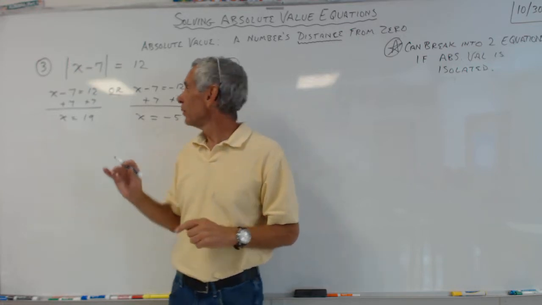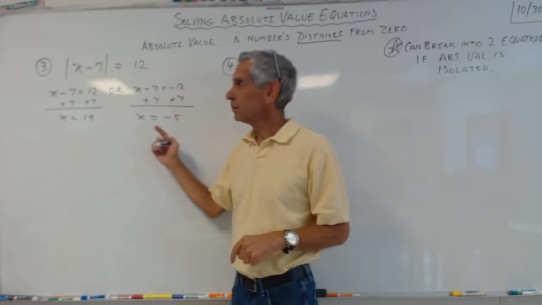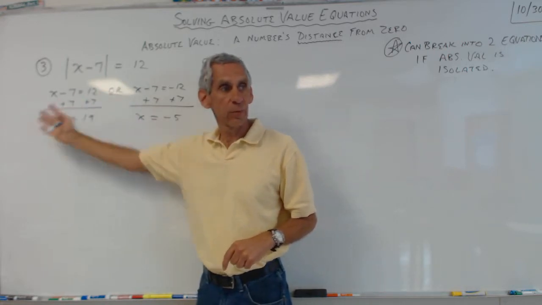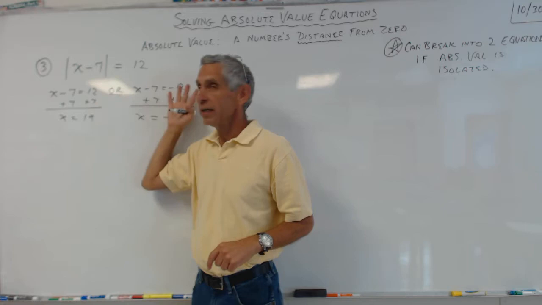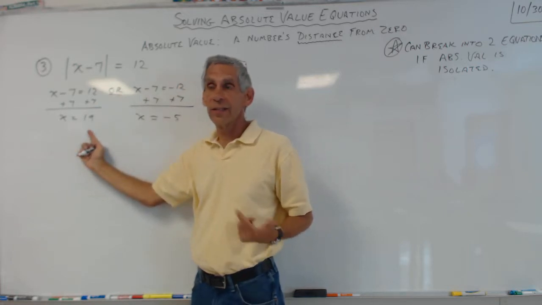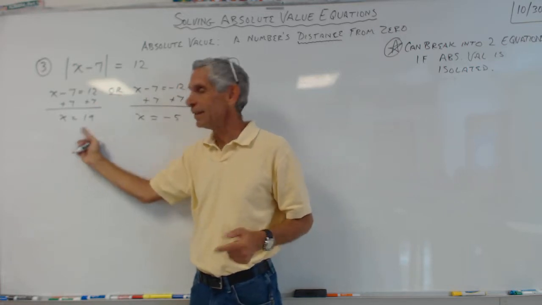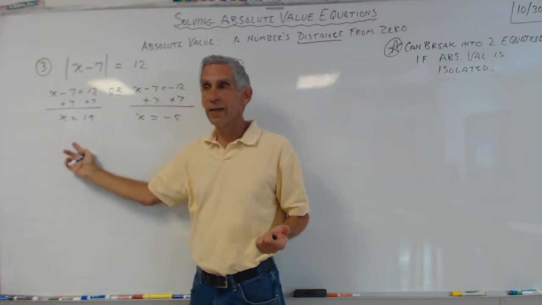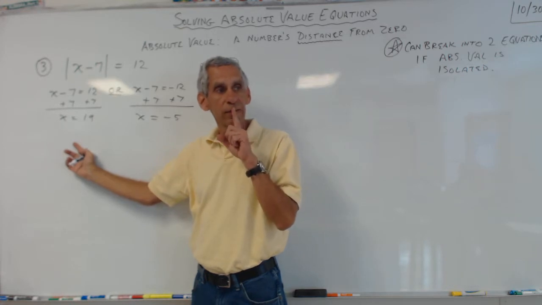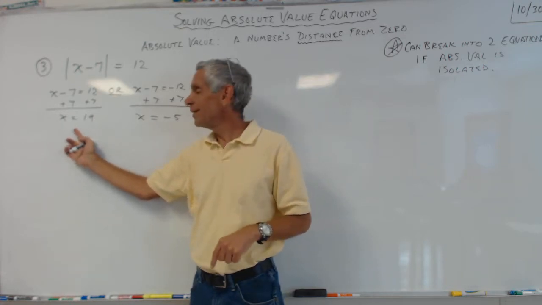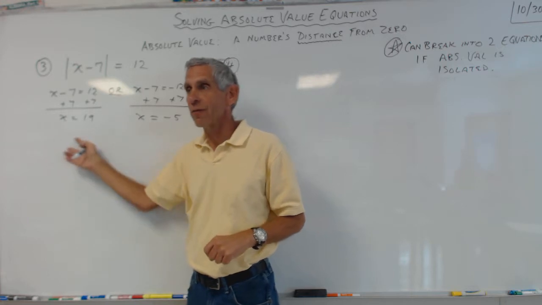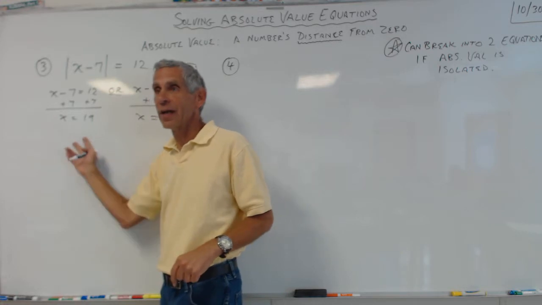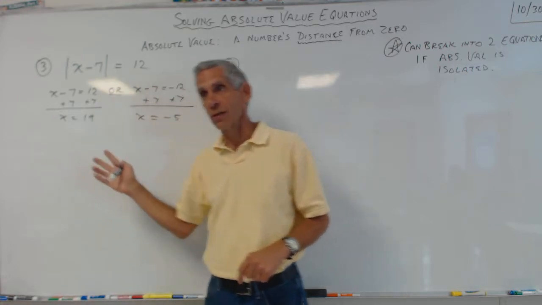Where people mess up is they'll go like this. They'll just write one equation. This is very typical. They'll write one equation and they'll get x equals 19, and they'll say the other one is x equals negative 19. That is almost never the answer. Almost 99% of the time, they will not be the same numbers, opposite.